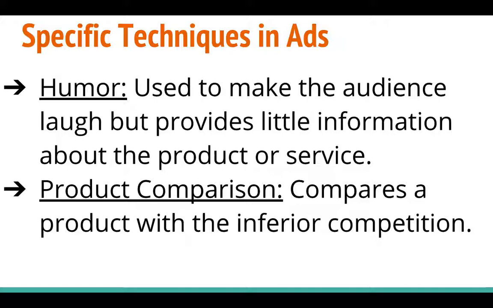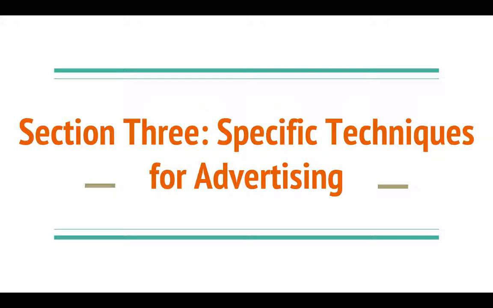And then product comparison. When you compare yourself to an inferior product, you can say, hey, look, we're better than them and we last longer. Laundry detergent does a really good job of this, where they say this is Tide and this is the leading brand, and they do a side by side comparison, and there's no contest that Tide is better. That's product comparison, okay?